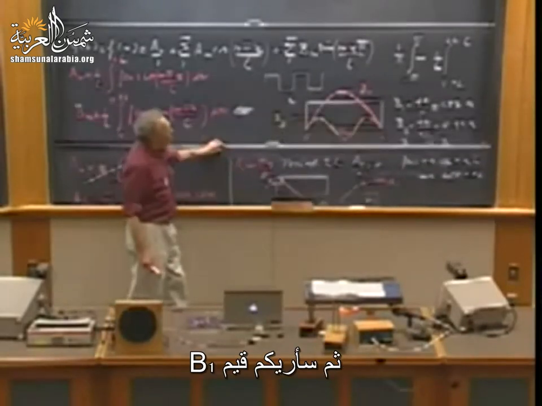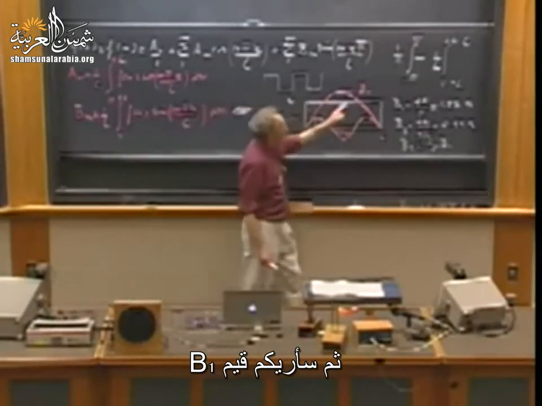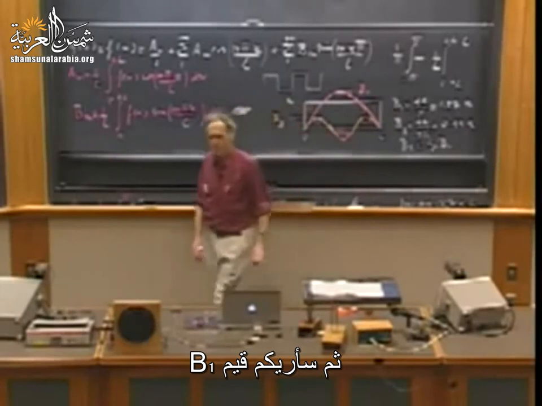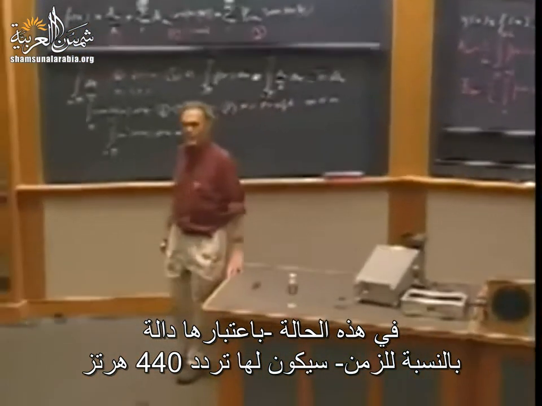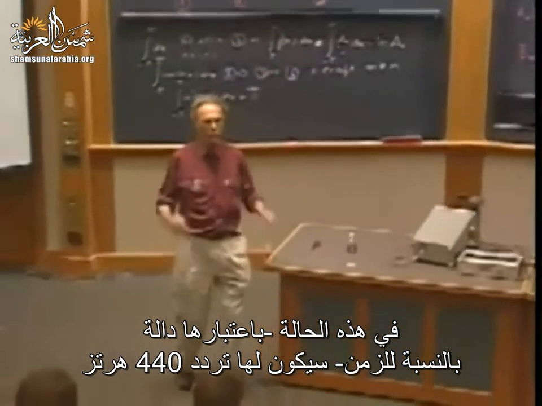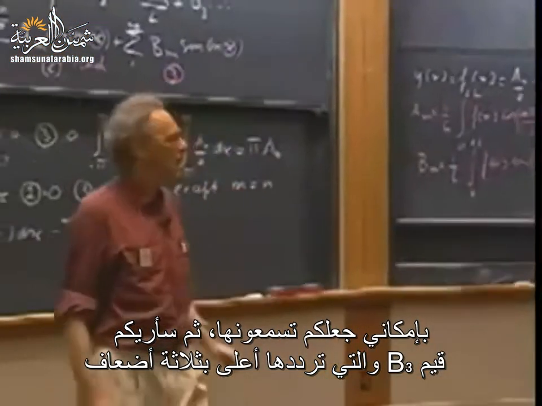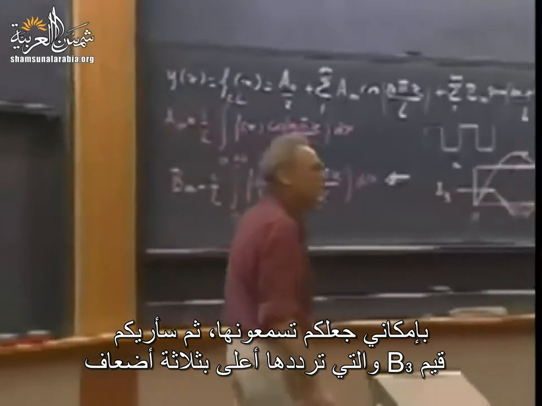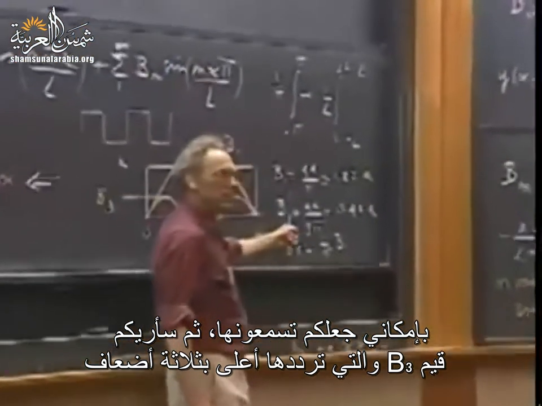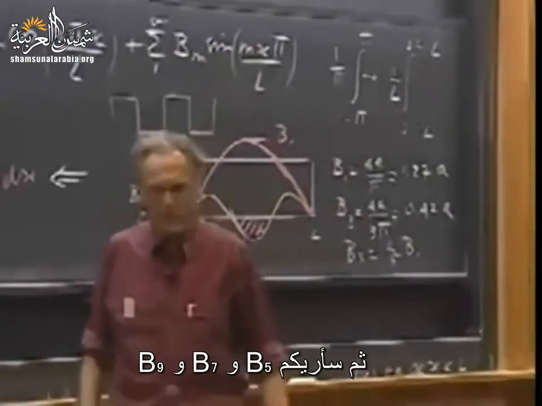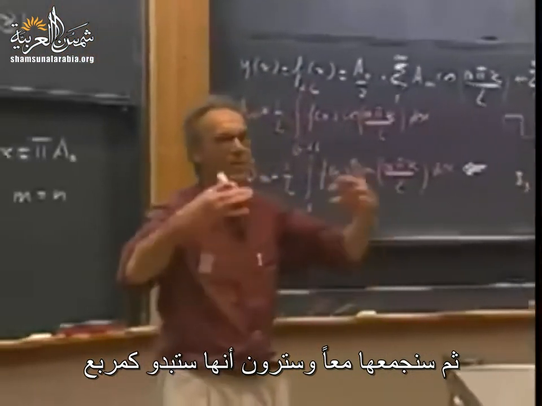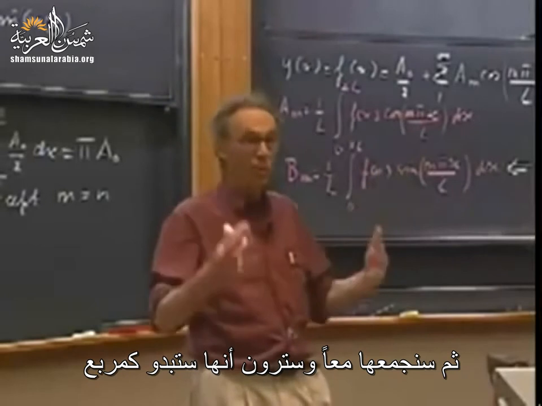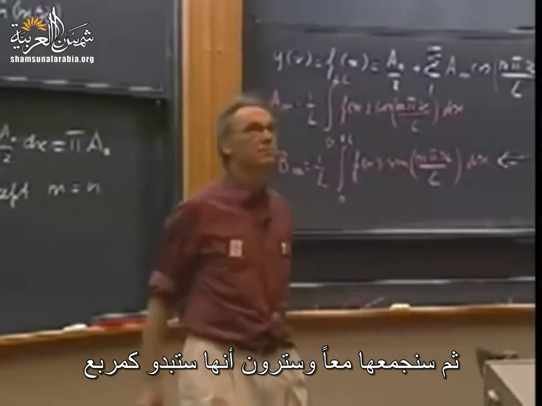And then we will show you the B1 value. In this case, since it is in time, it actually has a frequency. It's 440 hertz. We can make you listen to it. And then we will show you the B3 value, which has 3 times higher frequency. And then we will show you the B5 and the B7 and the B9. And then we will add them all up, and you will see it begin to look like a square.